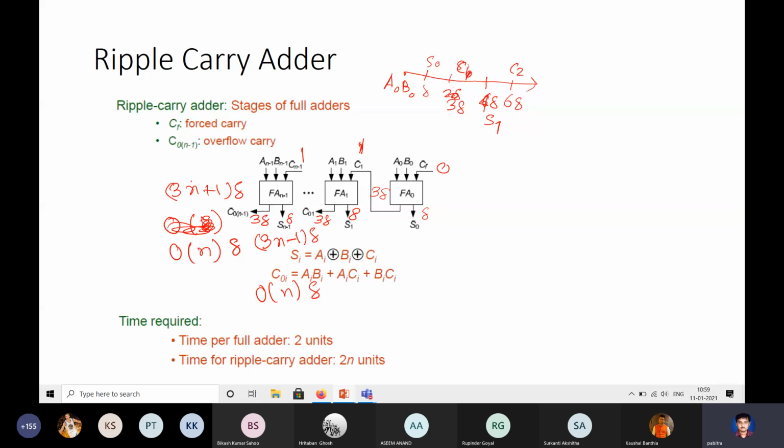We'll look at more intelligent circuits which use more complex logic, and as a result more gates, but will have less delay. We'll see that in the next class. Okay, thank you. So I think I'll end here.